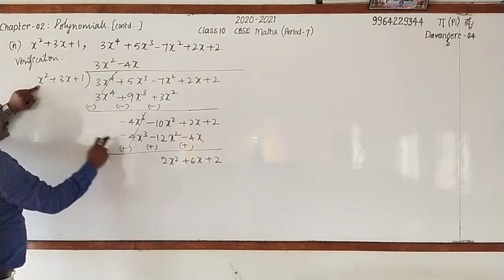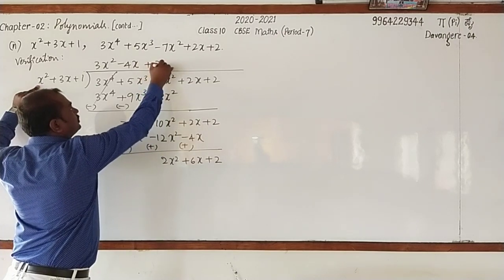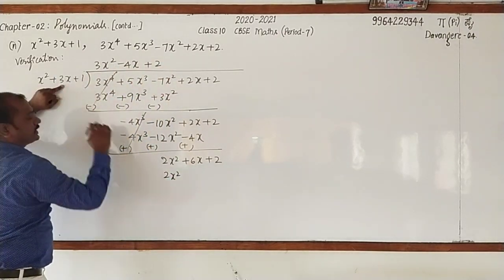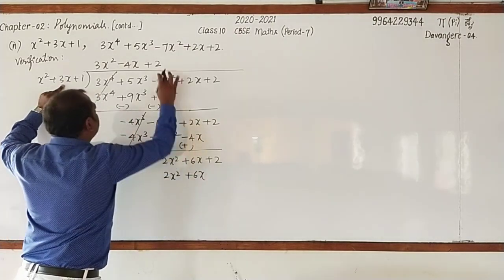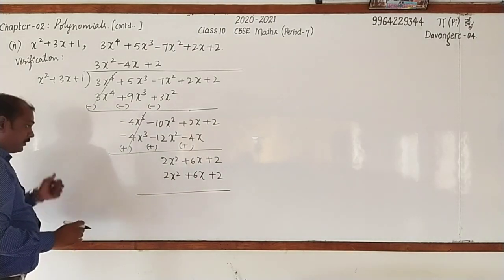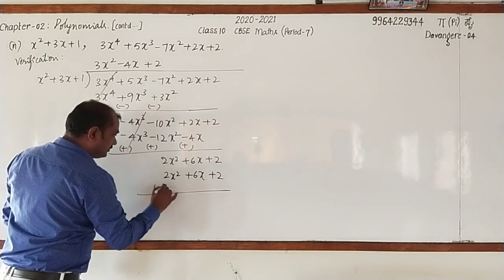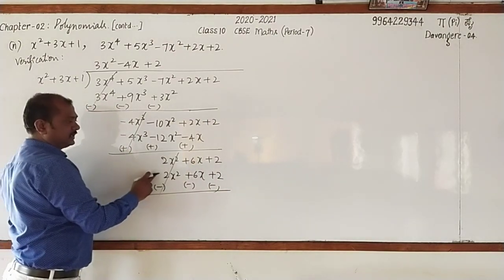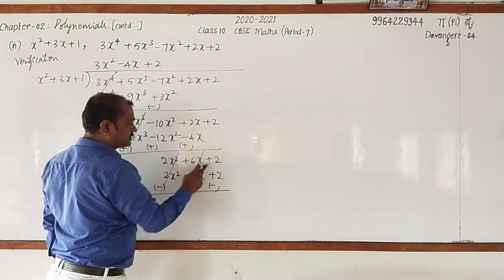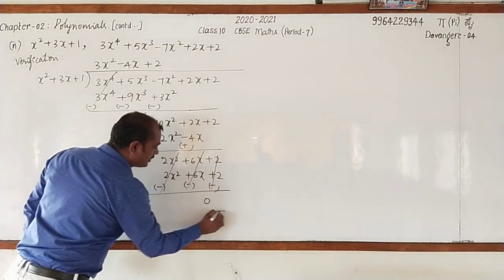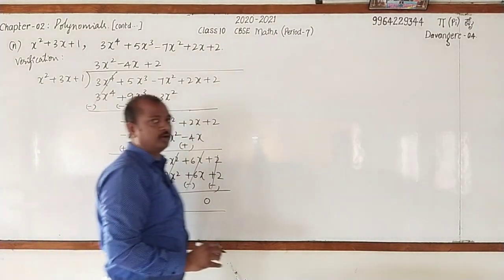What should be multiplied with x square to get 2x square? It is 2. 2 into x square, it is 2x square. 2 into 3x, it is 6x. 2 into 1, this is 2. Now, change the sign. Minus, minus, minus. Same terms with a different sign, they get cancelled. What is the remainder? Remainder is 0. Clear?